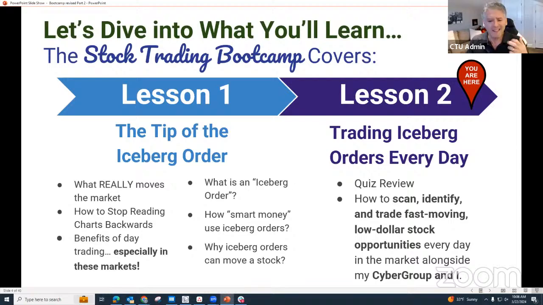We're going to talk about scanning and identifying trading order flow, and how we trade low price stocks, because it's all about opportunity, right? Do you really care what you trade, or do you just want to make money? But before you can make money, you've got to learn how to stop losing it. That's really the main goal we focus on here more than anything.